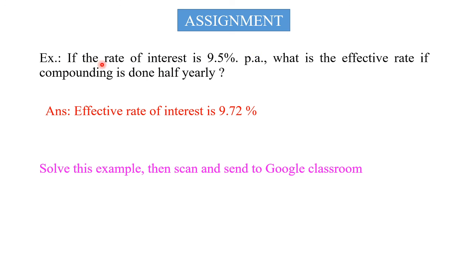Assignment question. If the rate of interest is 9.5% per annum, what is the effective rate if compounding is done half yearly? In this problem, compounding is done half yearly, and we have to find the effective rate of interest. Therefore, we solve using the formula amount A is equal to P in bracket 1 plus R divided by 100 bracket raised to n. And the answer is 9.72%. Students, we will solve this example, then scan and send it to the Google Classroom.